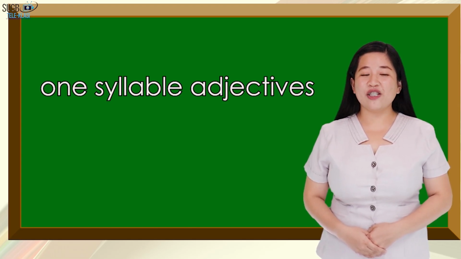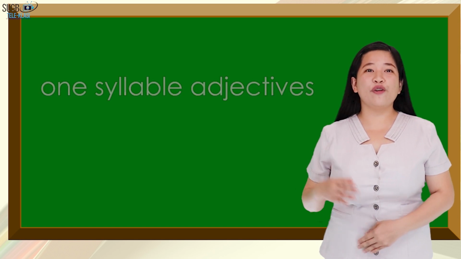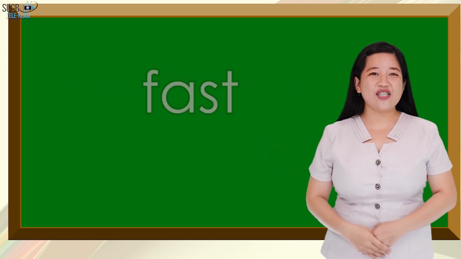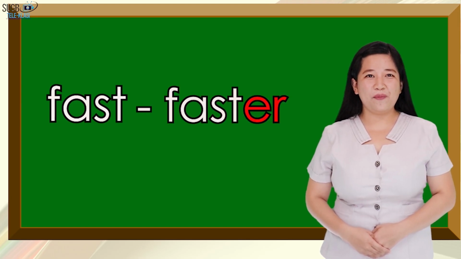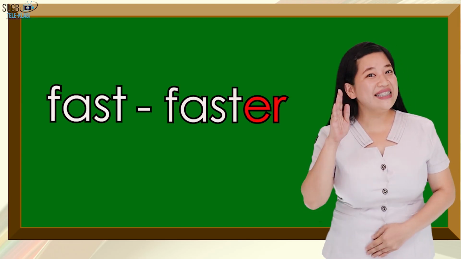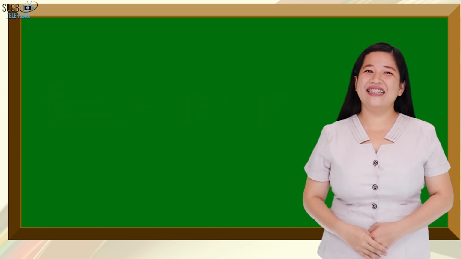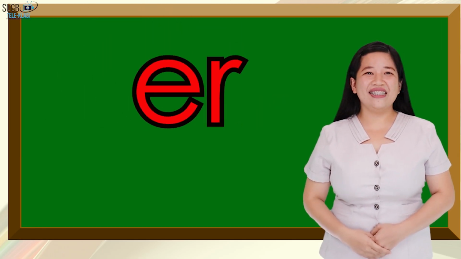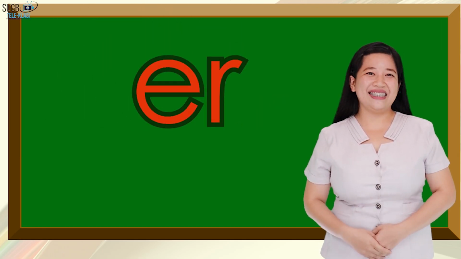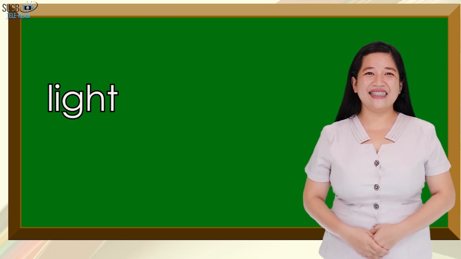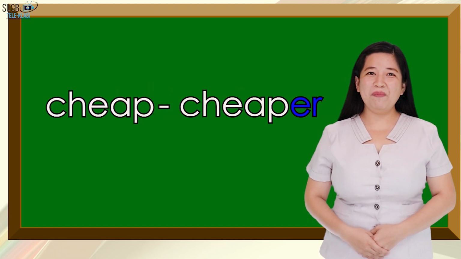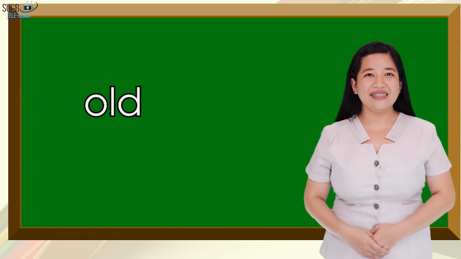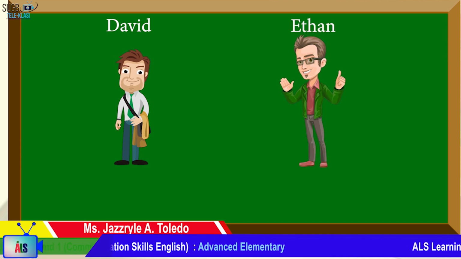If an adjective has only one syllable, like the word fast, we add the suffix er. Fast, faster. What suffix do we add? Correct, er. More examples. Light, lighter. Cheap, cheaper. Old, older.